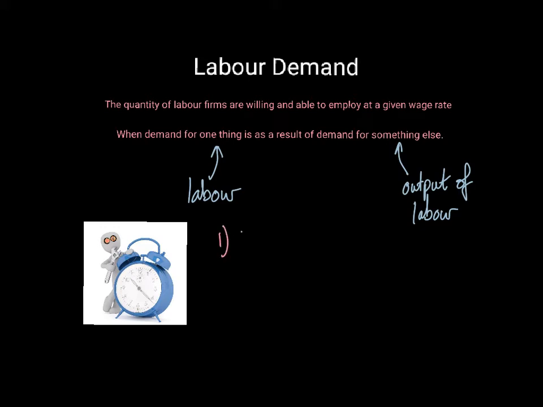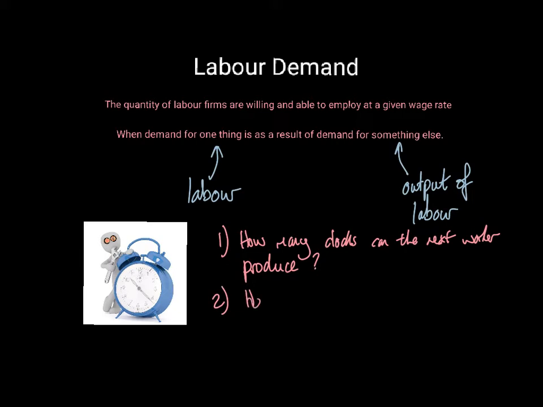The first thing is going to be how many clocks can the next worker produce? And the other thing is going to be how much does each clock sell for? Because those two things, we should be able to see, are going to determine how many workers the firm is going to be willing to employ.